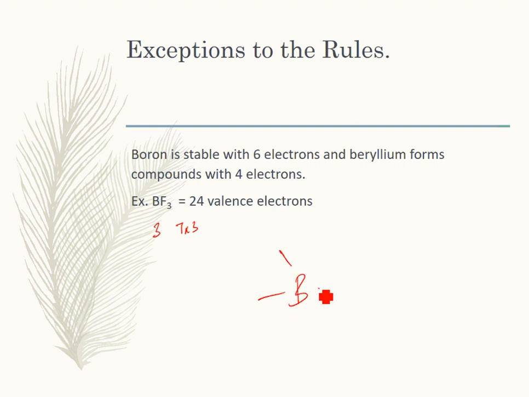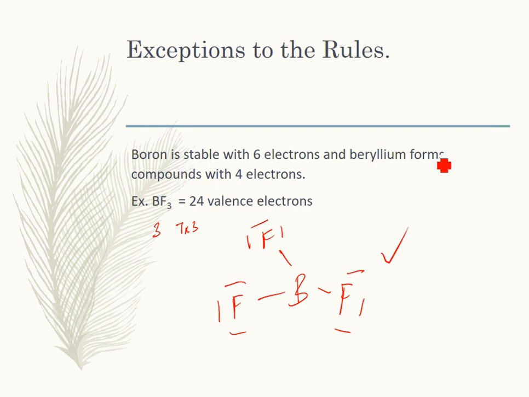When you bind singly, what you will find is that you will use all 24, stabilizing the octet for all of these. And your temptation may be, hey, we've only got 6 on boron, we need to borrow and form a double bond. You could do that, but the fact is boron is actually stable in this configuration. Okay, so this is A-OK as it is.